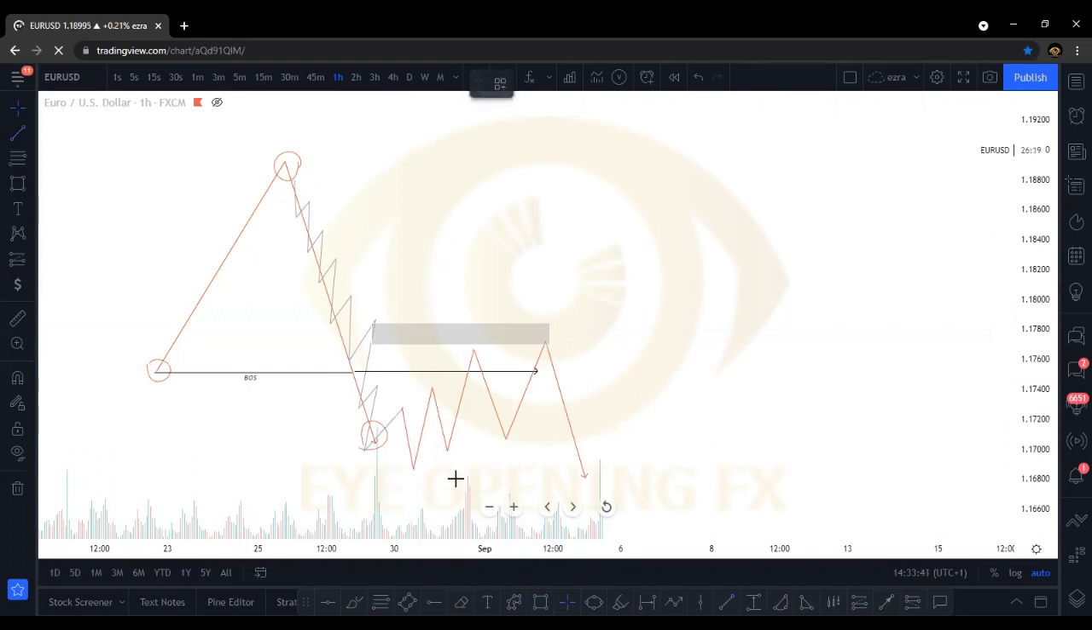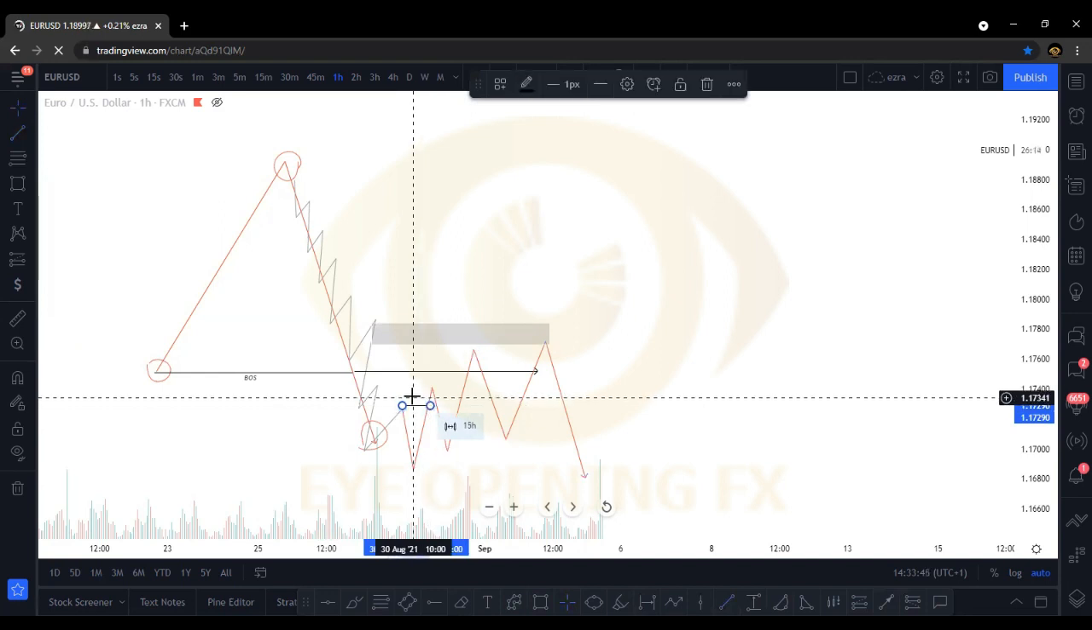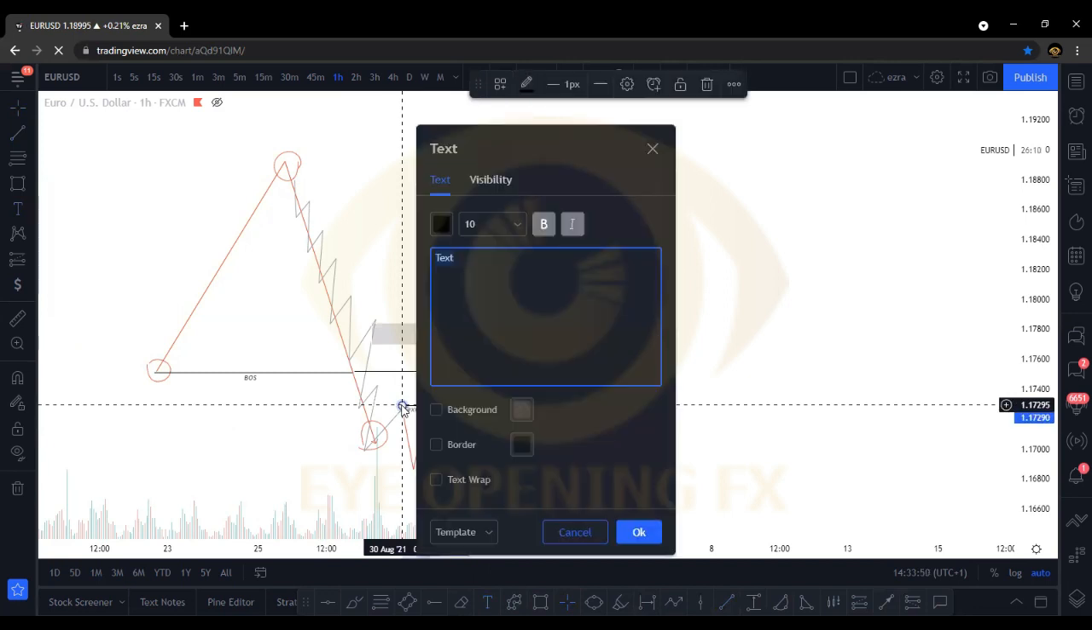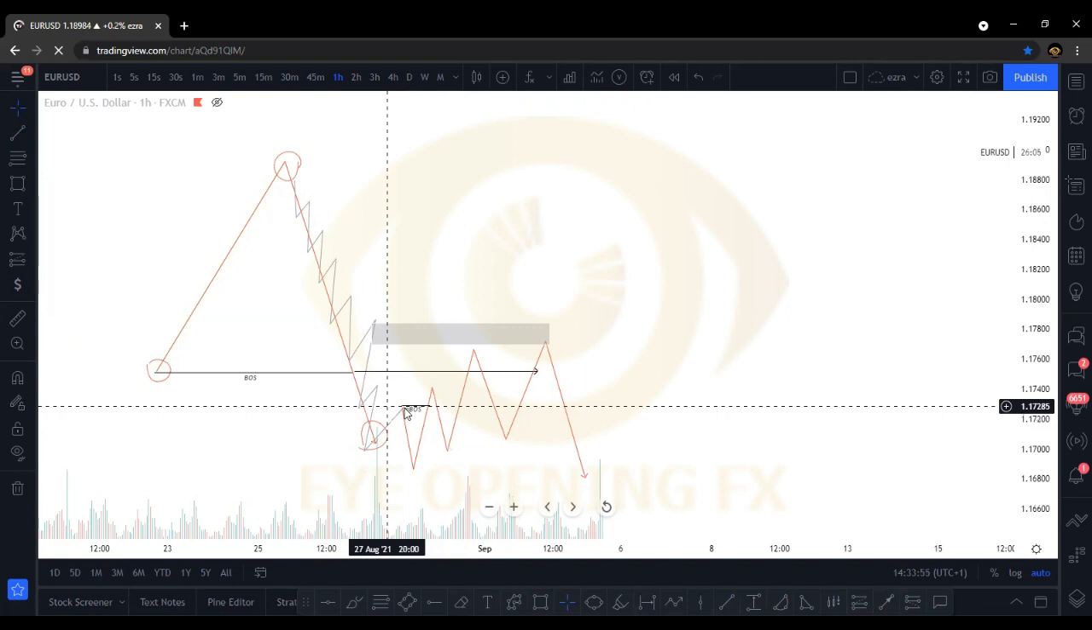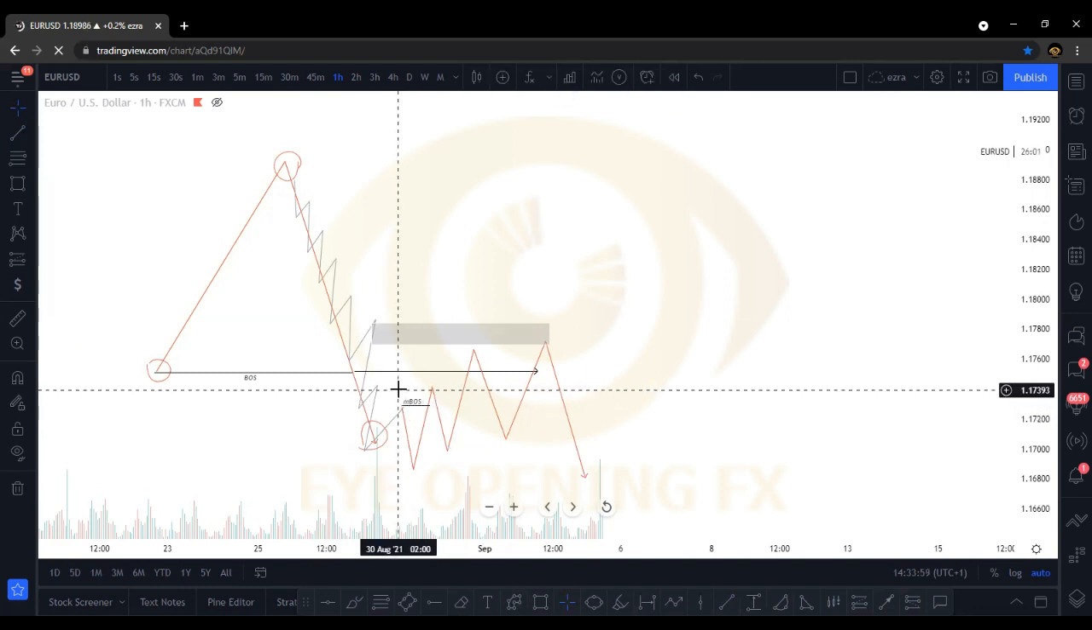A range structure. So market only gave us a little BMS to the upside here. A little BMS to the upside. This minor break of structure here. This is a question that someone asked me in my DM. That's what I'm trying to answer now.